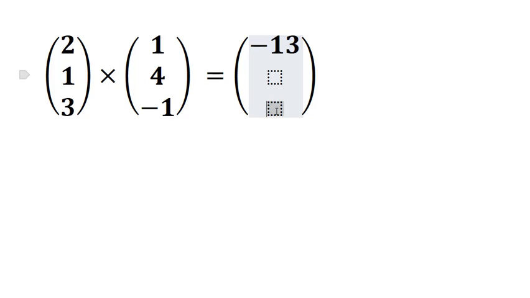Then I go to the bottom one, I do exactly the same thing. 8 take away 1 is 7. Then I go to the middle one and I do exactly the same thing. So it's 2 times minus 1, that's minus 2. Take away 3, that's minus 5. And then you change the sign on the middle one. That's why I do the middle one last.